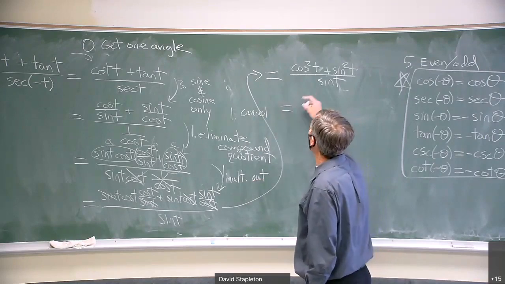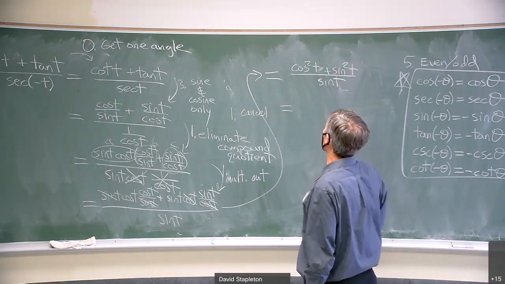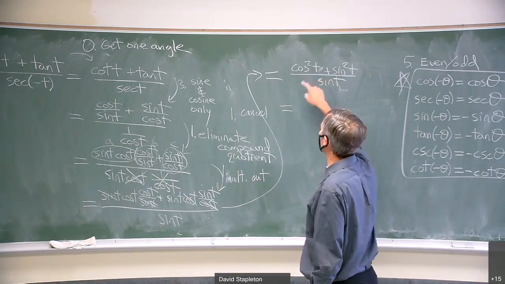Now, I don't see any more algebra to do. All the quotients are combined. There's no more compound quotients, but I do see something that looks familiar. What's the top?